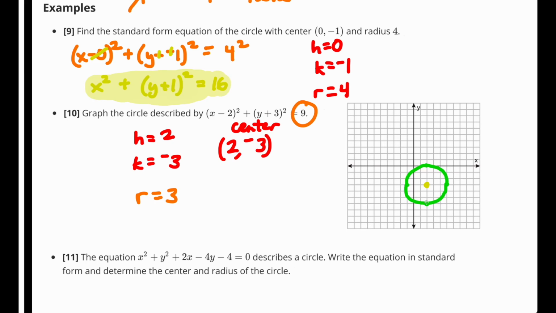So it's this graph described based on that. If you notice, I had to use the standard form to figure out the center. Once I figured out the center, I also used the standard form to find the radius, and then from there, I plot my center, plot the radiuses around it, and then just try to connect the dots into a circle. Hopefully that makes sense.